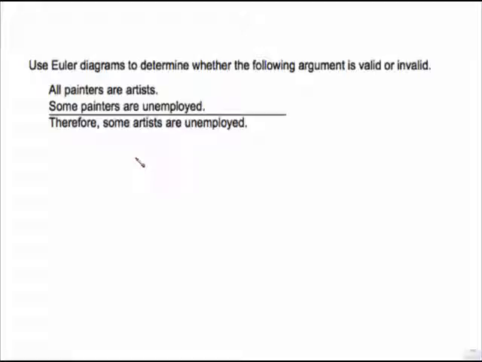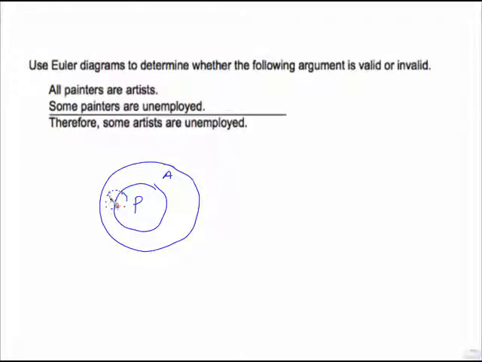All painters are artists. Some painters are unemployed. Therefore, some artists are unemployed. So all painters, it's my inner set, are artists. That's the outer set. And now we've got that some painters are unemployed. That means my picture could look like this. Just some painters are unemployed. It could stay totally within the A. Or it could come all the way out here and be my unemployed.